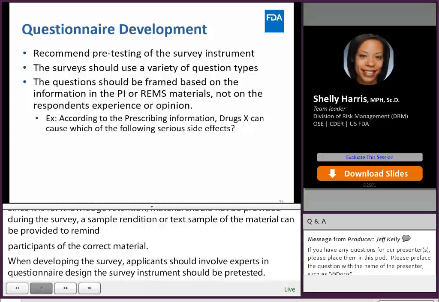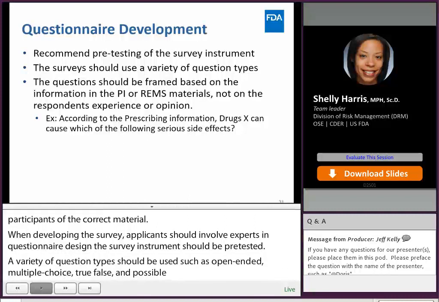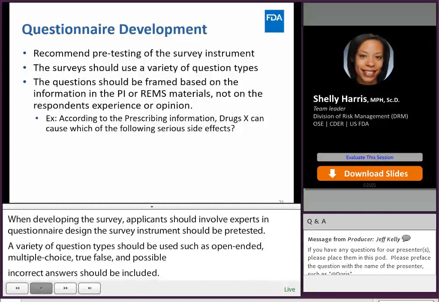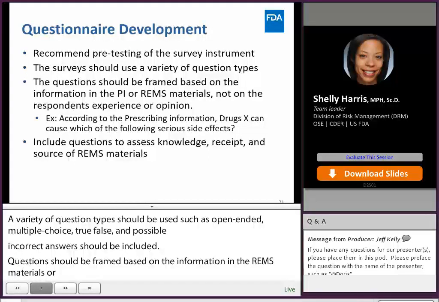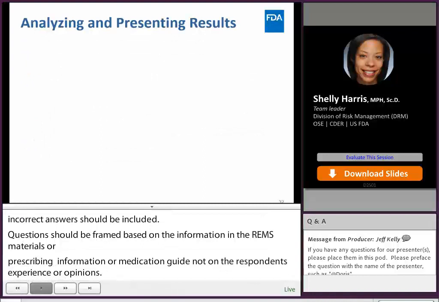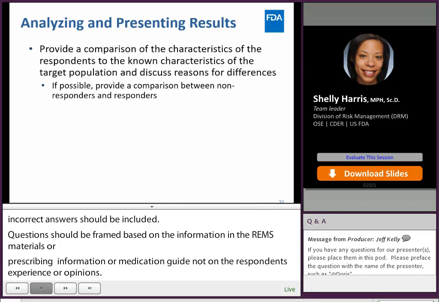Questions should be framed based on the information in the REMS materials or the prescribing information or medication guide, not on the respondent's experience or opinions. The survey should also include questions that assess participants' knowledge, receipt, and source of REMS materials. Analyses and results should follow the pre-specified statistical analysis plan.